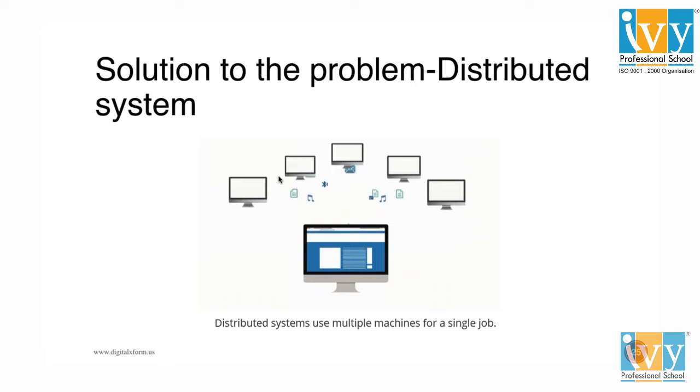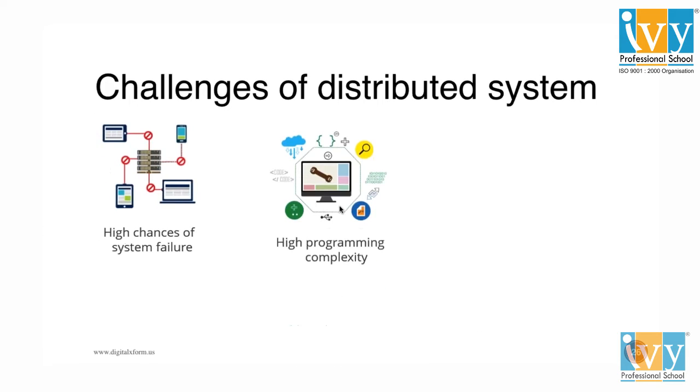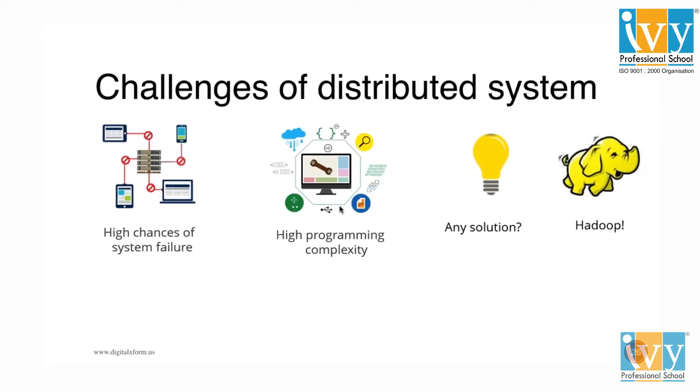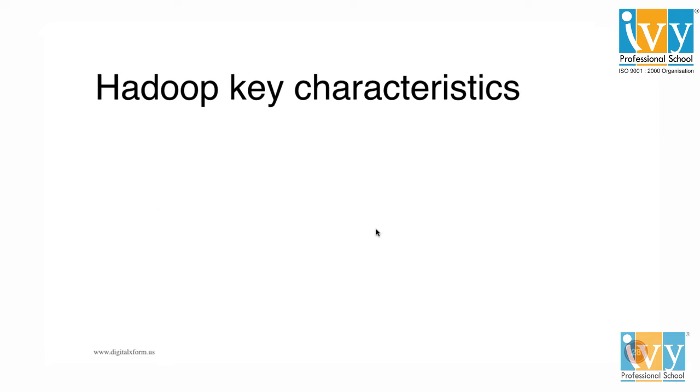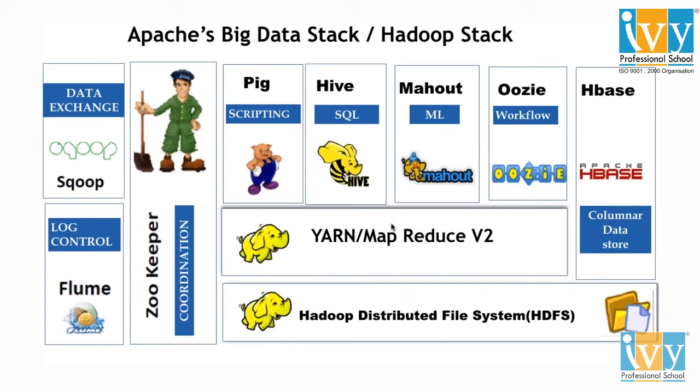But the problem is that in a distributed system, how are they going to coordinate among themselves? If one node fails, how will the others know that it failed? So it looks like a team without a captain. So the solution to this problem came with Hadoop. Hadoop has come as a framework which will take care of all these things. With the help of Hadoop, you can store your data in a distributed manner and process it in parallel using MapReduce. So this is the big data stack.